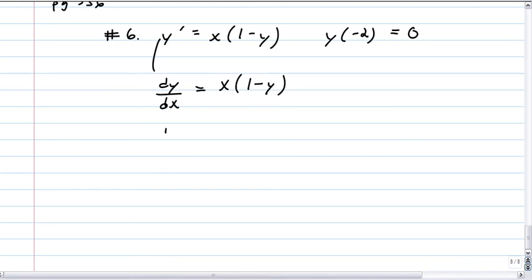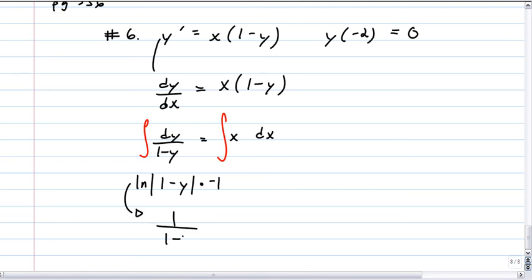Separate the variables. So this is dy over 1 minus y equals x dx. And then you can find the antiderivative of both sides. So the left side is natural log, so I'll integrate. Natural log of the absolute value of 1 minus y times negative 1. Because if you differentiated this, you go 1 over 1 minus y times the derivative of 1 minus y with respect to y. Well, that's got derivative of negative 1. So you need that extra negative 1 there to cancel that out. Because you'll notice this is a positive 1.